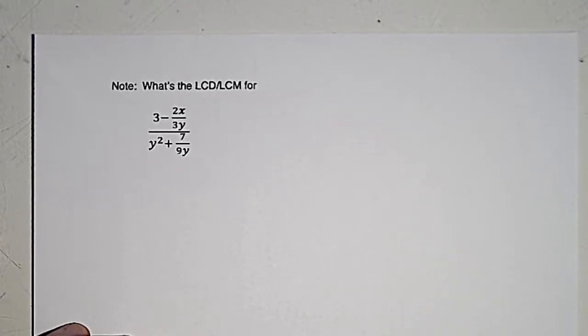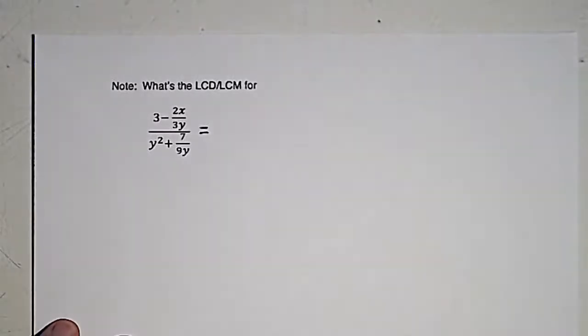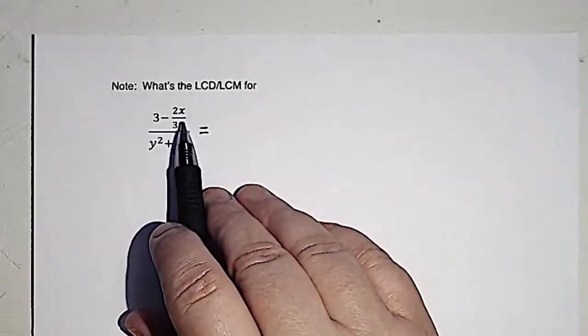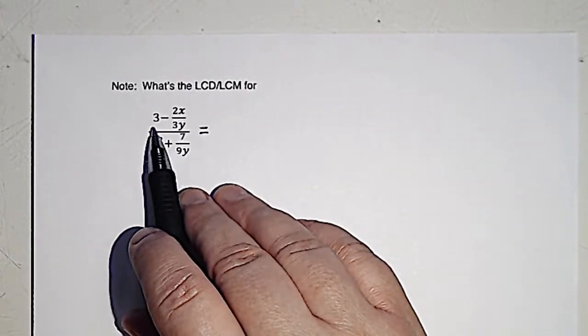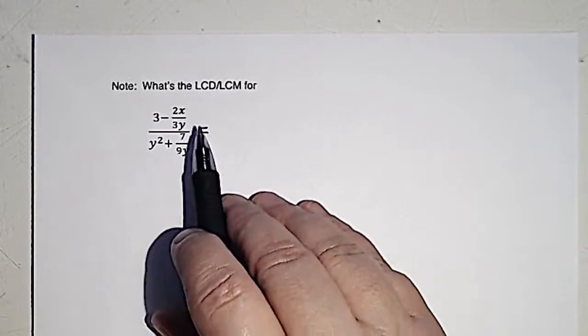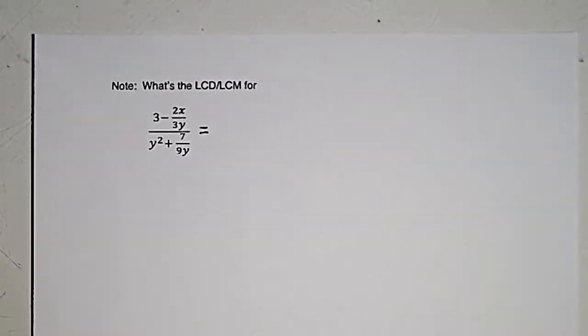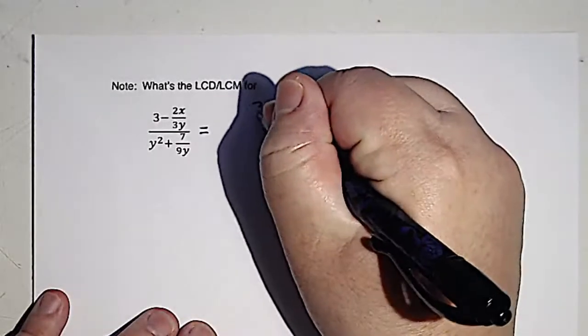So the problem is, and I initially said we'd just look at the LCD or LCM, but you know what? Let's do the whole thing. We've got nothing to lose. If you have a complex fraction where you've got a mixture of fractions and whole numbers, I would recommend that the first thing you do is write everybody as a fraction. Just get everyone into the same language.